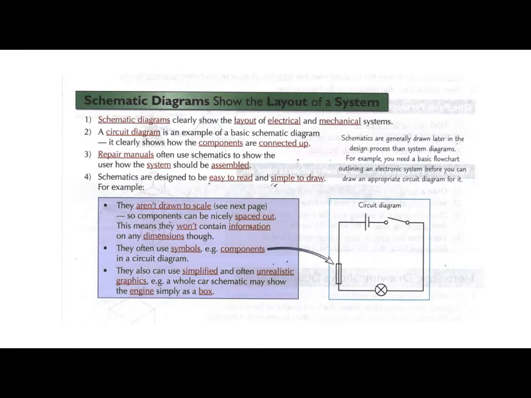Right, this one, I know it says it there on the image, but I just want to make sure it's nice and clear for you. It's called a schematic diagram. Now these show the layout of a system. And this could be an electrical system, or it could be a mechanical system. Okay, it says it right there.